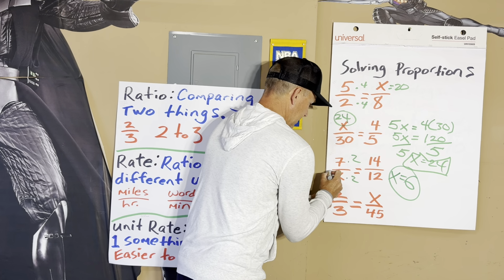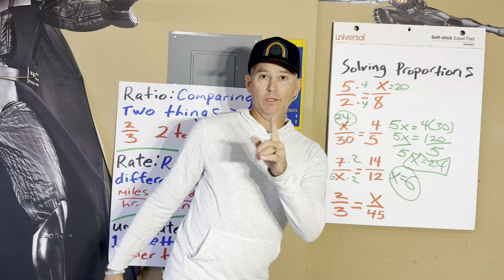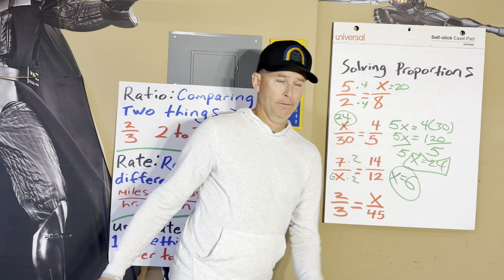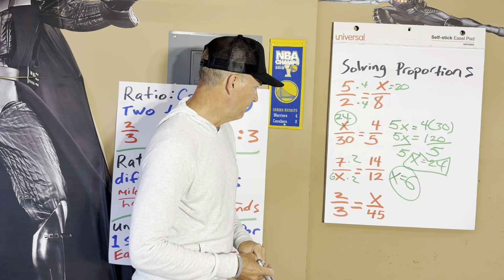Now, we can test it. If we put 6 here, 14 over 12 reduced to 7/6. Divide them both by 2. Oh, that is 7/6. You're already done. Okay. Very cool.